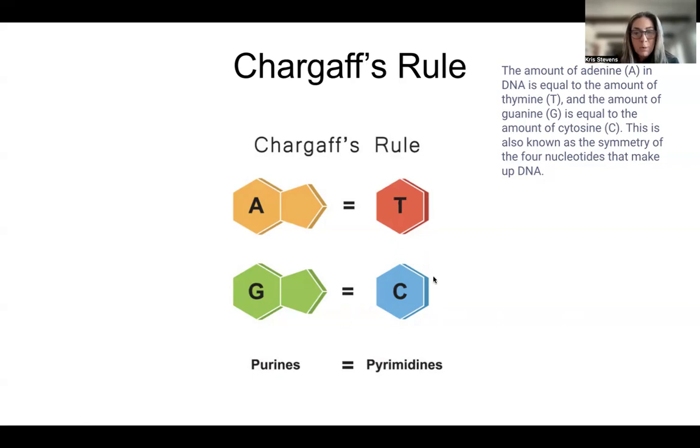So let's do another problem here. Let's say we have 10% cytosine. How much thymine would you have? I'll give you a second. This is 10%. Well, if this is 10%, then this must be 10%. So that's 20%. It's out of a total of 100, and 100 minus 20 is 80. So this is 40 and 40.